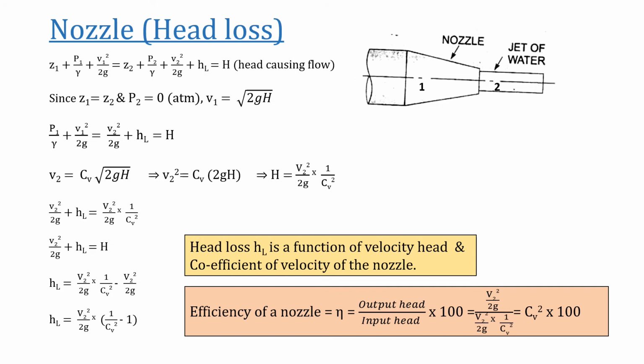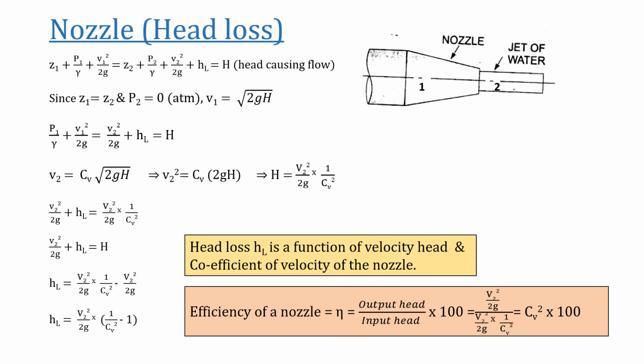Since the elevations of sections 1 and 2 are equal, Z1 is equal to Z2, so they cancel out. The jet is open to atmosphere, so P2 is equal to 0, and we know the velocity through an orifice is given by under root 2gh. So replacing all these values in the above equation, we can rearrange it in this form: P1 over gamma plus V1 square over 2g is equal to V2 square over 2g plus HL, which is equal to H, the head causing flow.